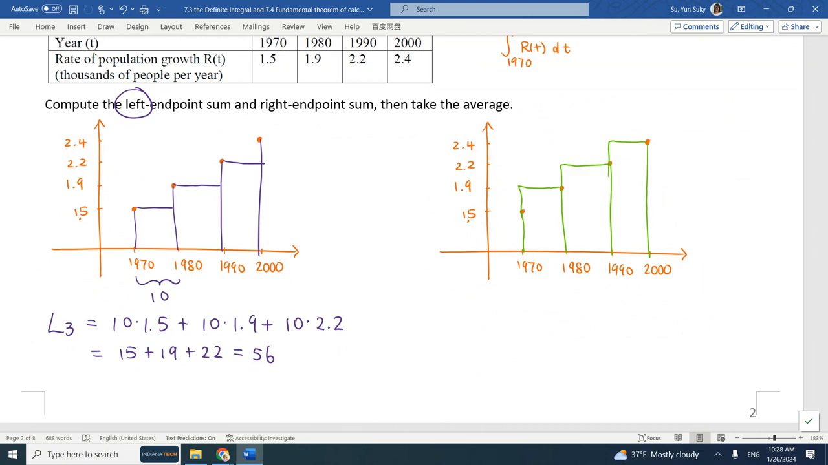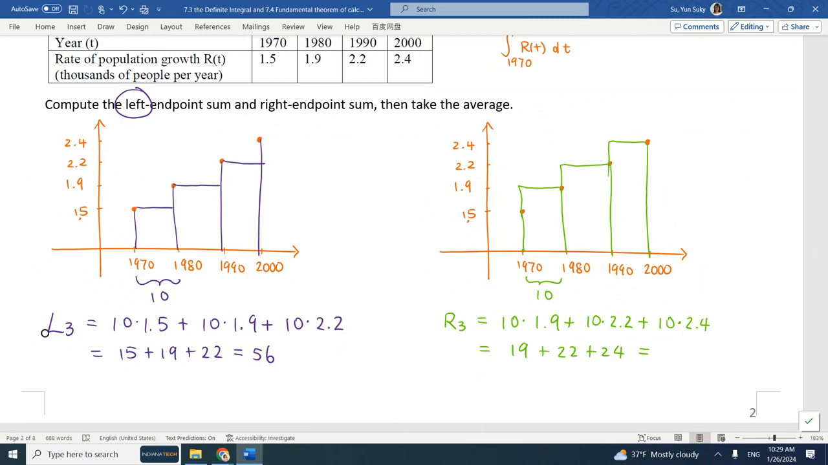The first rectangle, what is the width? 10. Do you see the width? They're the same. Just the height's different. So the right endpoint sum, we also have 3 rectangles. Okay, look at the first rectangle. What's the width? Then what's the height? 1.9. Yes. Second rectangle. The width. The height. Yes. Last rectangle. The width. And the height. Yes. Okay, so we have 19 plus 22 plus 24.